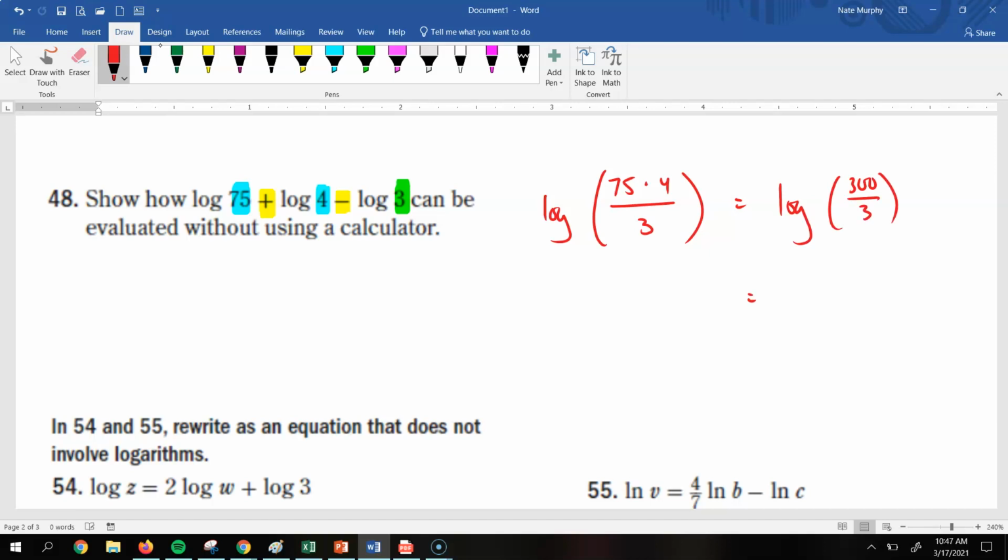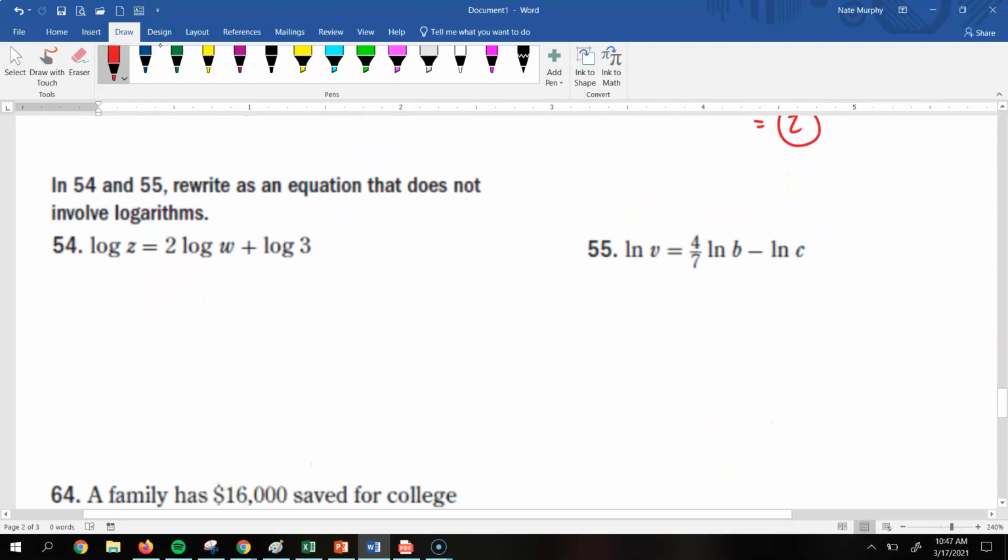And 300 divided by 3 would be 100. And hopefully you recognize that, because this is a base 10, what exponent would apply to 2 to get 100? Would be 2. So your answer for 48 would just be 2. So again, you want to make sure you know how to do this without a calculator, because you will be required to show me answers like this on the test.